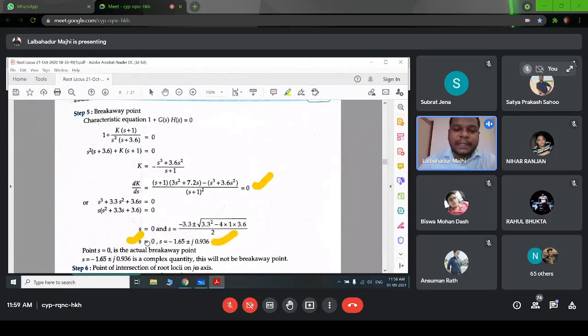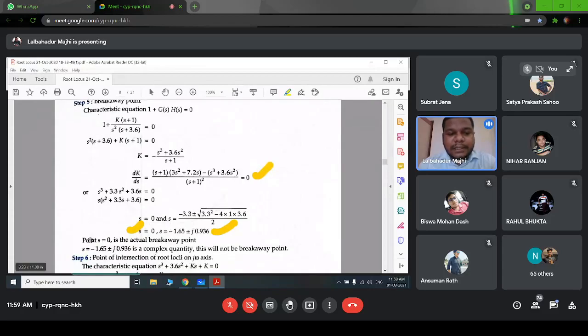So we have to check which point will be the breakaway point. It is written that the point s equal to 0 is the actual breakaway point, and the other is a complex quantity, so this will not be a breakaway point. That does not mean that a complex quantity cannot be a breakaway point. It can be; we have to check that. A complex quantity also can be a breakaway point.